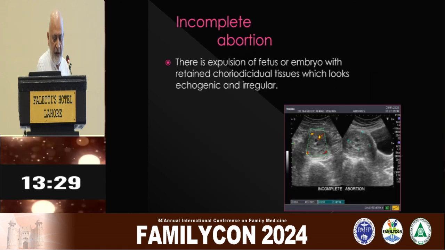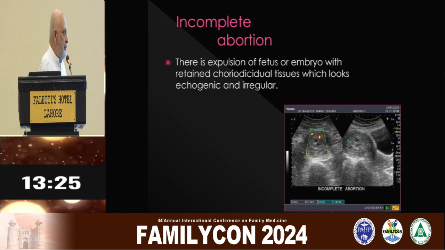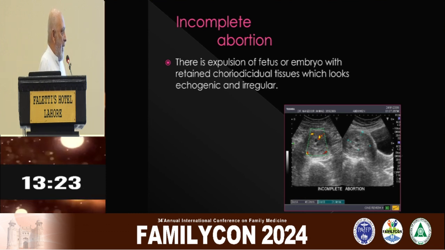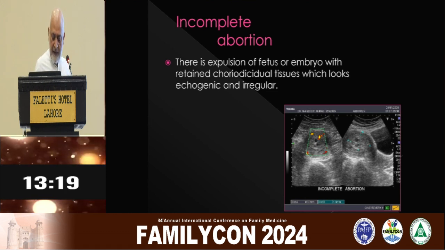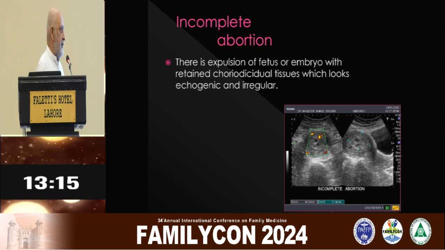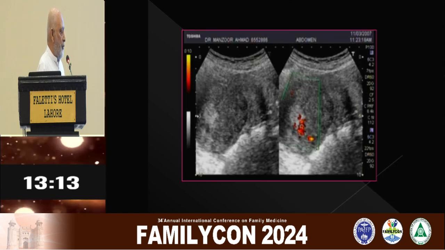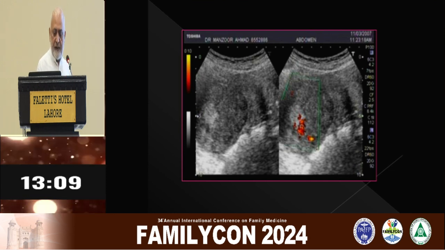Incomplete abortion: there is expulsion of the fetus or embryo with retained chorionic tissue, which looks echogenic and irregular in the endometrium. Sometimes you can see flow on the Doppler, so this is a case of incomplete abortion. Retained POCs or chorionic tissues means that it's an incomplete abortion.